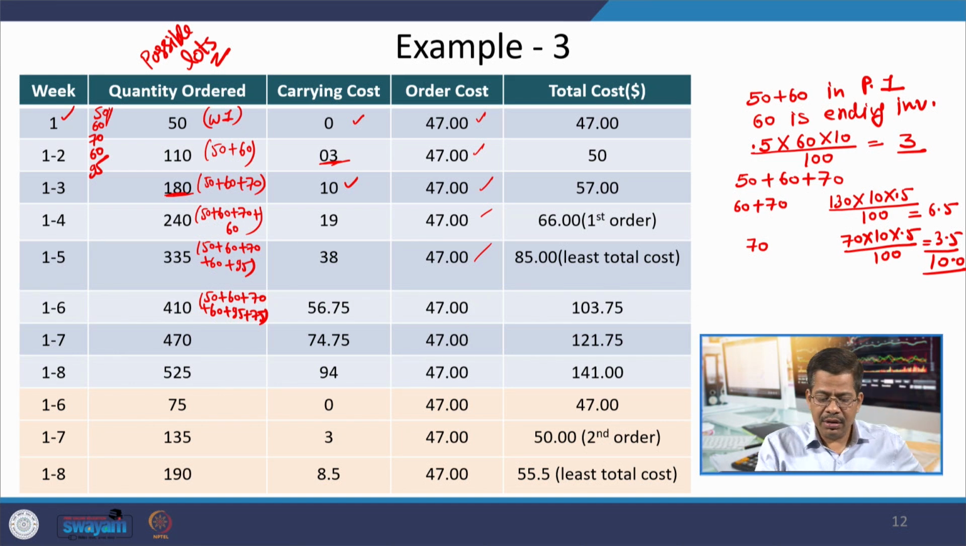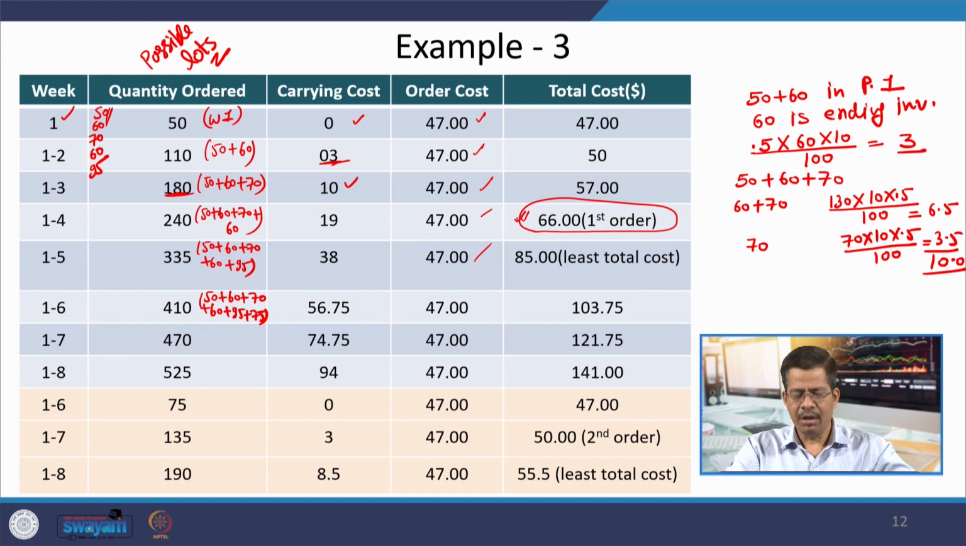Now, out of that you are doing the total of carrying and ordering cost, and you see that out of all these common, the 66 is the cost which is coming here. This is placing the first order. So, we see how these total cost calculations are done, and the important thing we need to see is that as our carrying cost is increasing with increasing lot size, the total cost is also increasing.